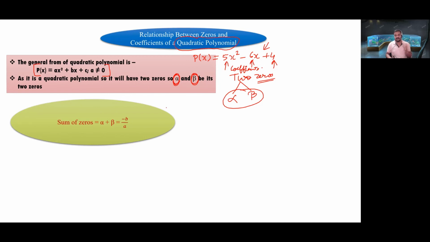Okay, now everything whatever we are talking, it is about the quadratic polynomial only. Okay, so sum of zeros: which are our two zeros? Alpha and beta. Their sum is equal to what? It is minus b upon a. Now what is minus b? It is nothing but the coefficient of x. And what is a? It is nothing but the coefficient of x square. So what is sum of zeros for a quadratic polynomial? It is minus b upon a. So what is b? It is the coefficient of x. And what is a? It is the coefficient of x square. Is it clear to everyone?